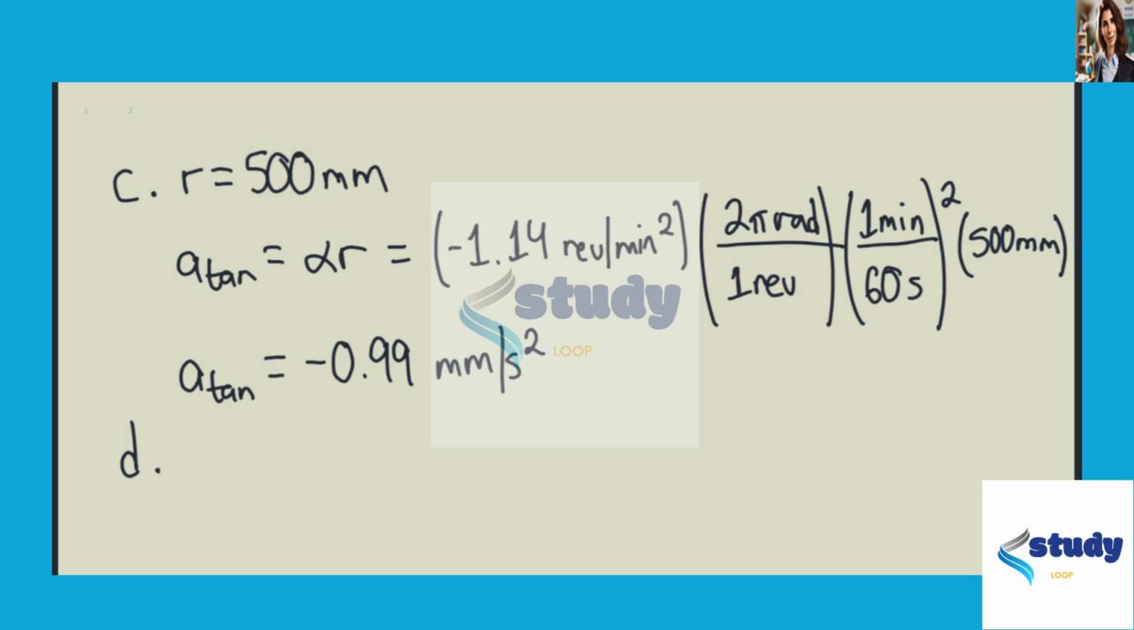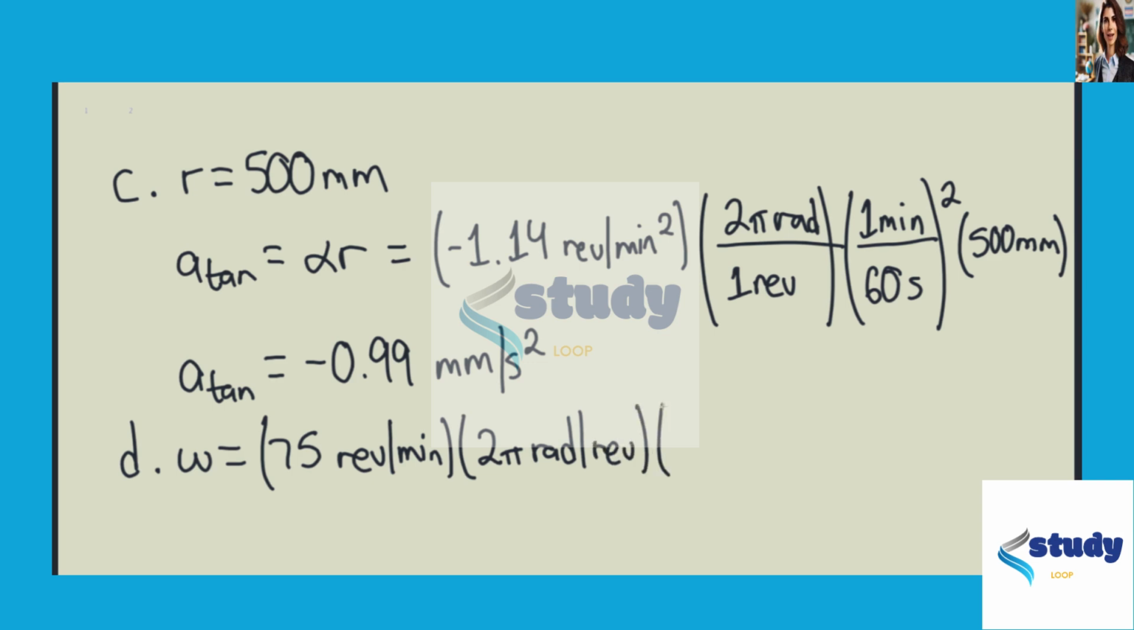For part D, we want to find the angular speed of the flywheel. So we can say that omega would be equal to 75 revolutions per minute. And then we're going to convert 2 pi radians per every 1 revolution, and then 1 minute for 60 seconds. And this is giving us 7.85 radians per second.